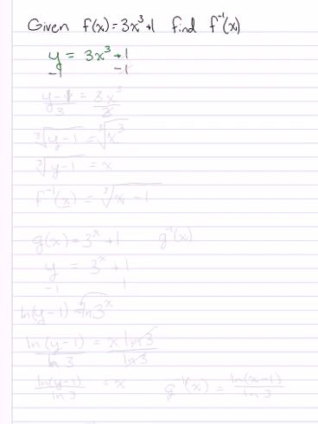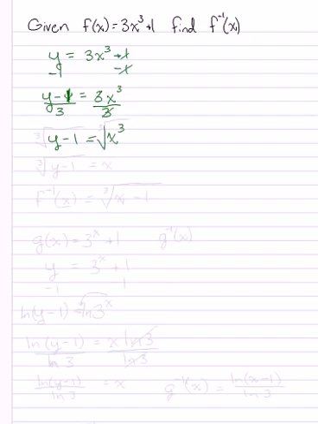So we subtract 1 from each side. Just cancel here. And we get y minus 1 equals 3x cubed. Now remember, we're undoing this, so we reverse our order of operations. So the next thing we have to do is actually divide by 3. So this cancels the 3's, and we get x cubed equals y minus 1.